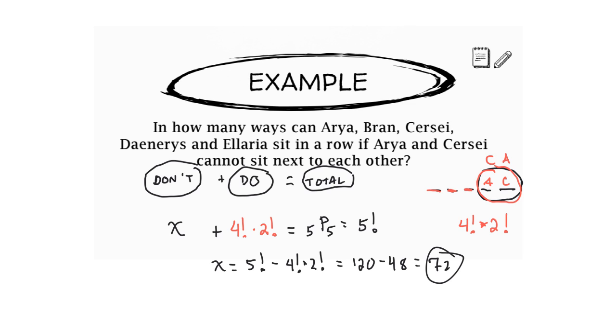Of course, this assumes that you've actually seen Game of Thrones and you know who all these 5 people are. If these are just 5 random people that you can't tell the difference between, then this wouldn't fit the criteria of a permutation, because in a permutation, all the objects need to be distinct.